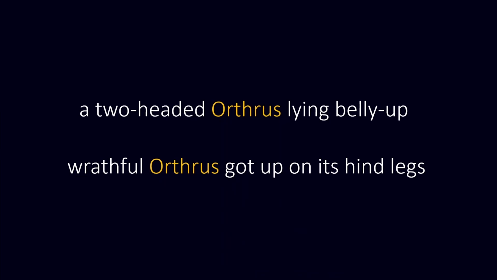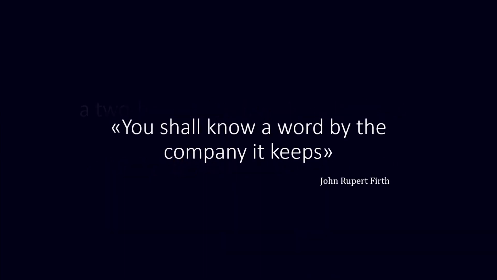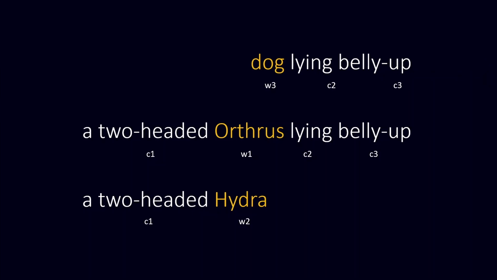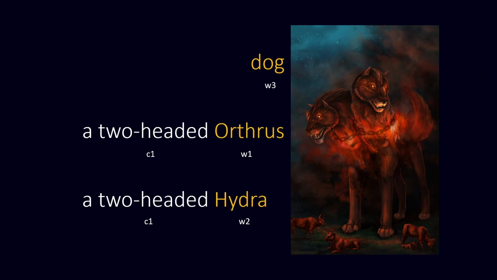What's interesting here is that you didn't read any definition. You just extracted the information about the word from its context. John Robert Firth said, "You shall know a word by the company it keeps." Here we can see, if 2 words, Orthos and Hydra, have the same context, they also have pretty close meaning. The same for dog. A dog can lie belly up, and the Orthos can. And so Orthos is a dog from Greek mythology.